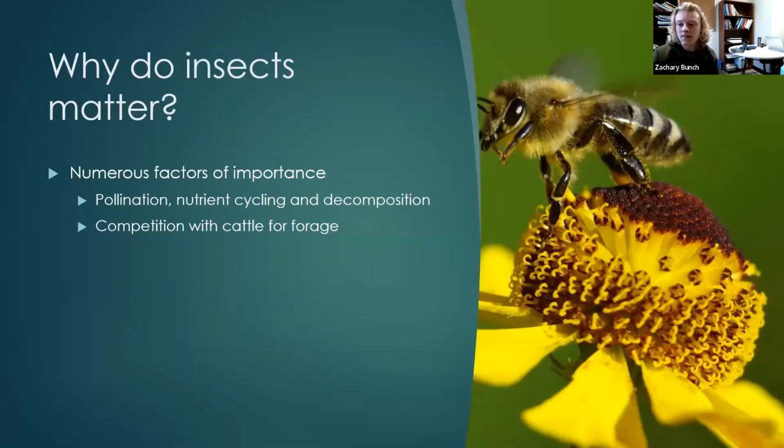So why are insects important and why should we study them? Insects serve a number of very important roles, especially those related to ecosystem services. Some examples include pollination, nutrient cycling, and decomposition. However, insect herbivores also compete directly with livestock for forage.